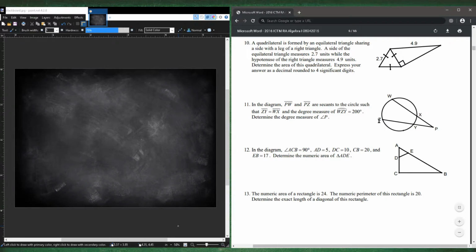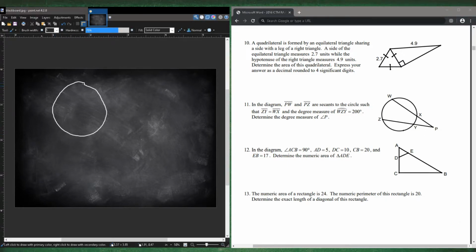That means arc WX and ZY are the same. And the degree measure of WZY is equal to 200. So determine the measure of P. Okay, so we have something like this. And this is W, this is X, and this is P, and this is Z, Y. And they told us that this entire angle right here is equal to 120.